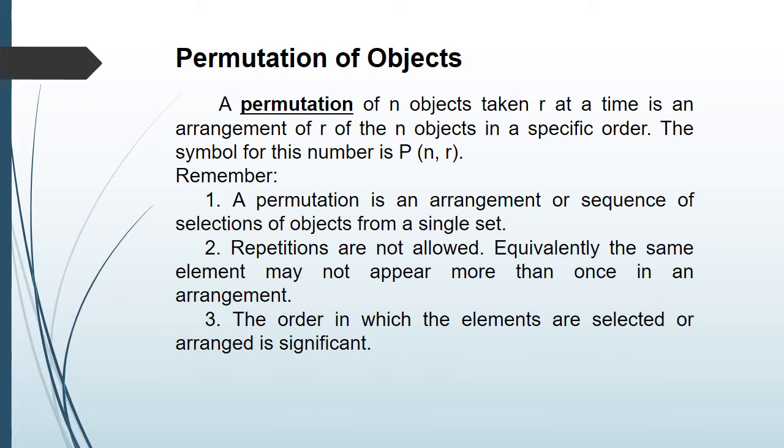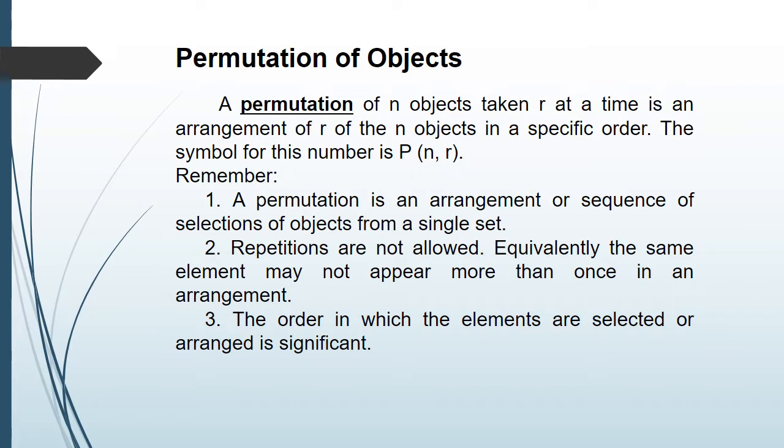So what is a permutation of objects? A permutation of n objects taking r at a time is an arrangement of r of the n objects in a specific order. The symbol for this number is P(n, r).